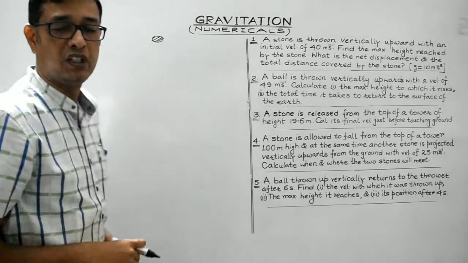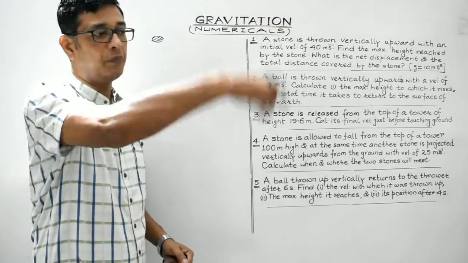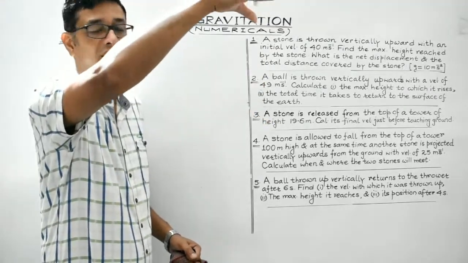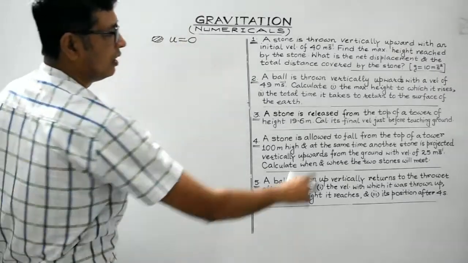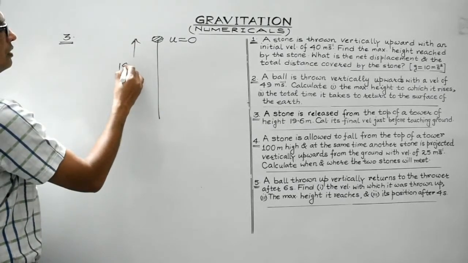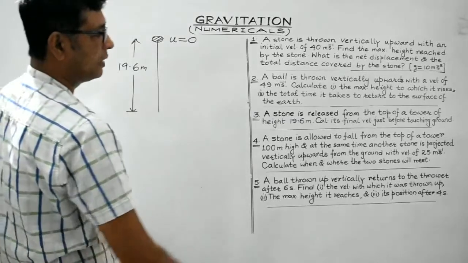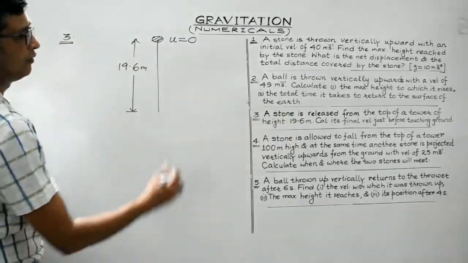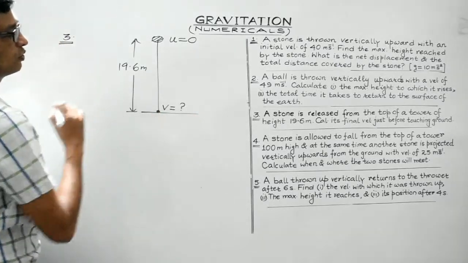Now students, I told you earlier also, if a body is released like this, it's not imparted any initial velocity, it's simply released. So its initial velocity would be 0. Now the height of the tower is given to be 19.6 meters, right? Calculate the final velocity. This v is to be calculated just before it touches the ground.